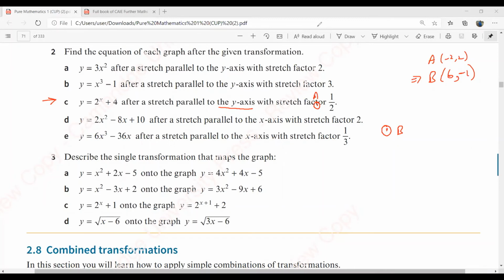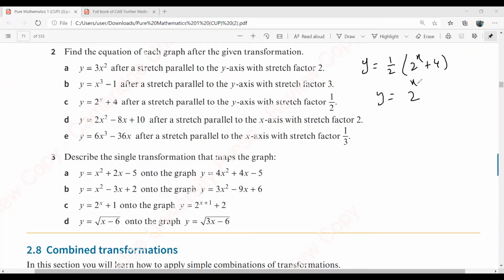I really wish you had tried it yourself. Look at this. The new equation, the whole equation, would be multiplied by half. This is 2 raised to power x plus 4. And that is why this is going to be 2 raised to power x minus 1 plus 2. That is the reason for this. Guys, do you understand this? All of you, do you get this?